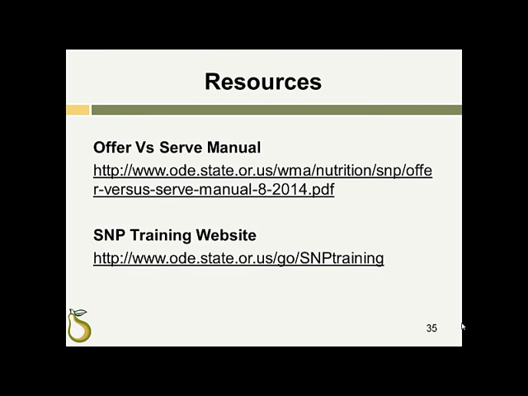For more information on offer versus serve, here is a list of some helpful resources: the Offer versus Serve Manual and the School Nutrition Program Training website.